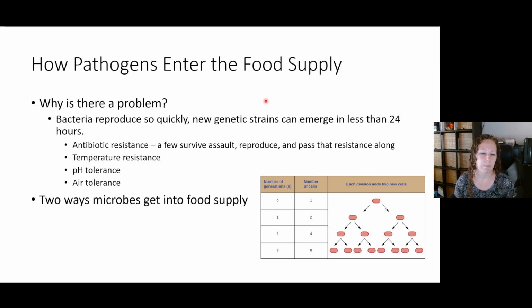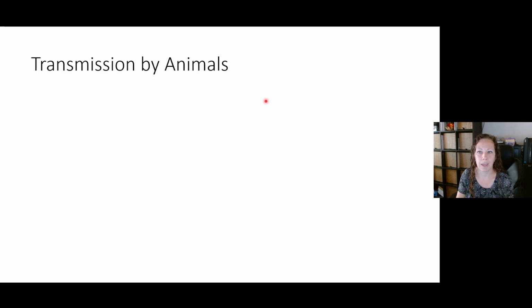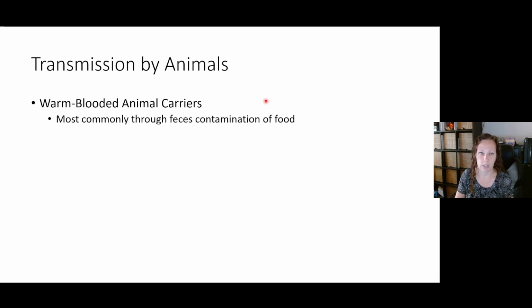So there are two ways that microbes get into the food supply. One is transmission by animals, and the other is improper food handling. So transmission by animals. For many of these bacteria, it's transmitted through feces. So you have warm-blooded animal carriers, mammals or birds, and somehow the food is contaminated through the feces. So, example, E. coli in apples. How would an apple get E. coli? Well, deer have E. coli. They're walking amongst the trees.